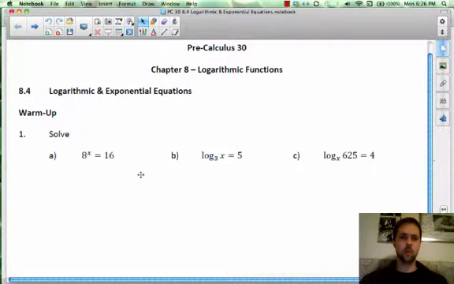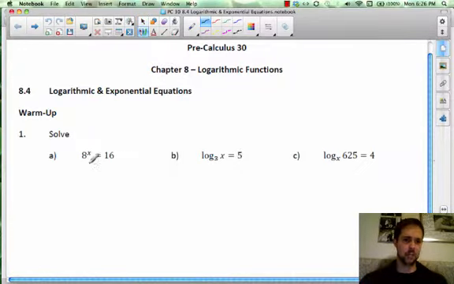Okay, so welcome to 8.4. Today we're going to be solving logarithmic and exponential equations. So let's start with a little warm-up just to review some of the things that we've looked at in the past. So we start with 8 to the x equals 16. So this one will involve a bit of a change of base.